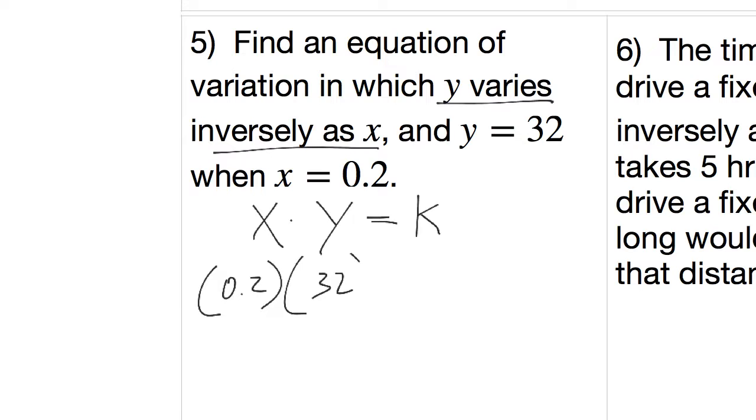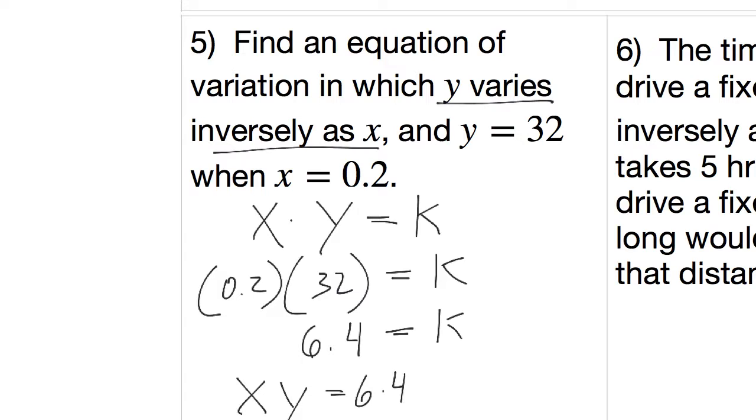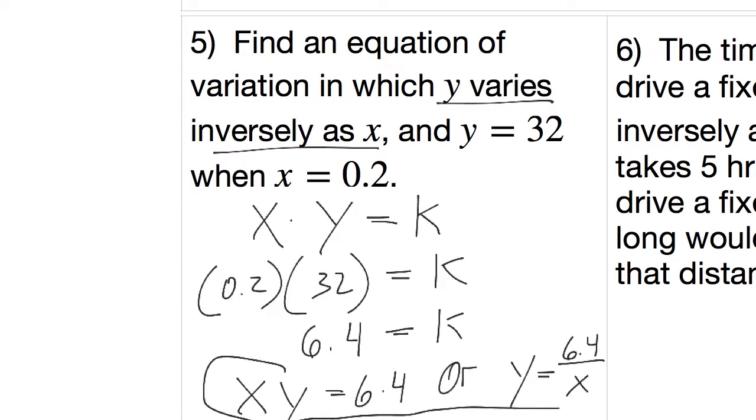0.2 times 32 is going to equal some k value. When you multiply, you find the k value. That's 6.4. So therefore, xy is equal to 6.4. That is one answer. Another perfectly reasonable answer would be y equals 6.4 over x. It says find an equation, and so there are lots of right answers, and here are two of them.